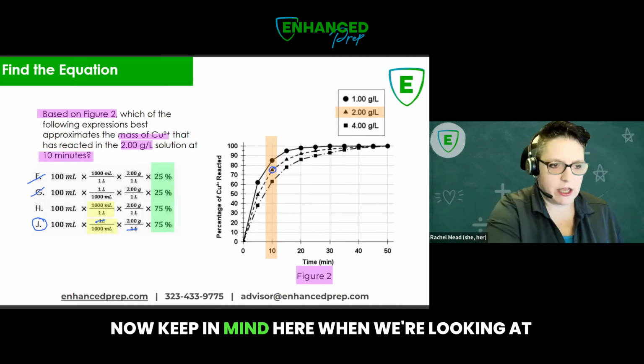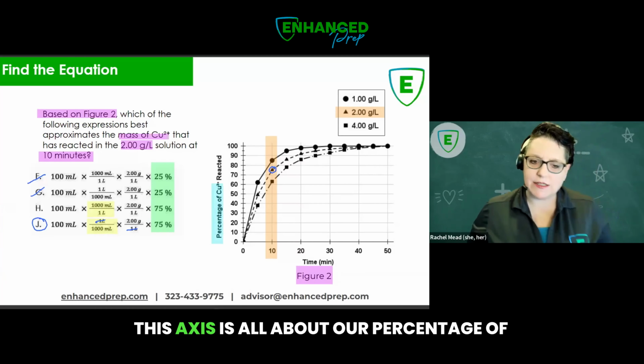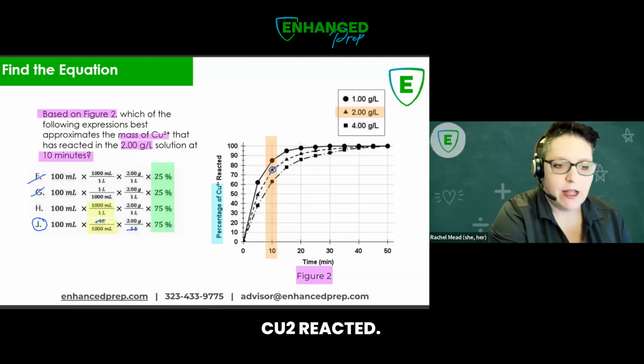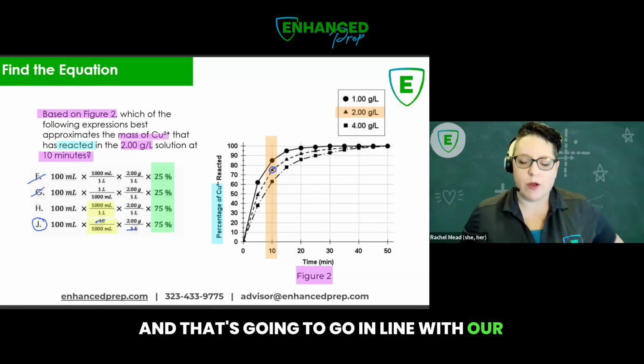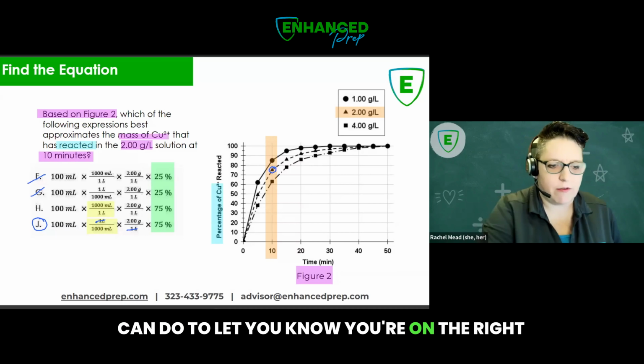Now, keep in mind here, when we're looking at this one, we can see that this axis is all about our percentage of Cu2+ reacted, and that's going to go in line with our question. So again, a little bit more analysis you can do to let you know you're on the right track.